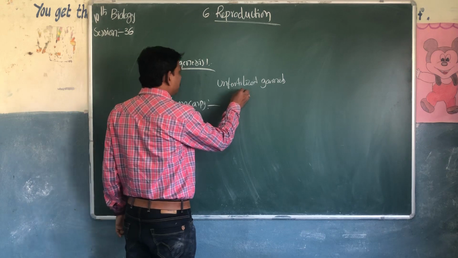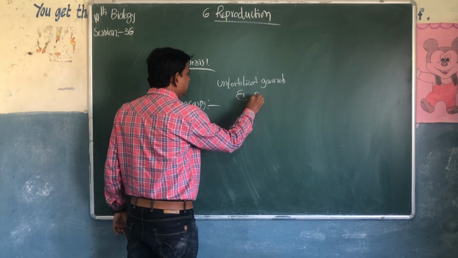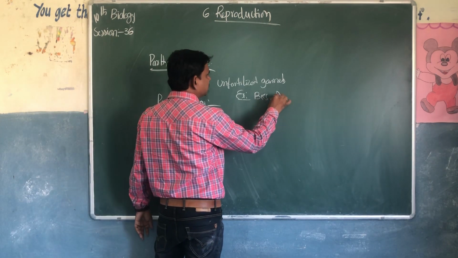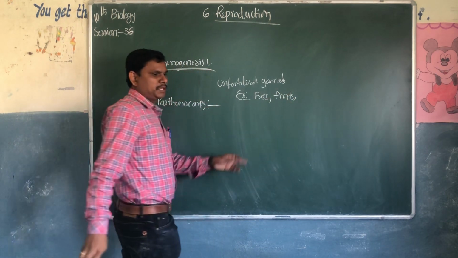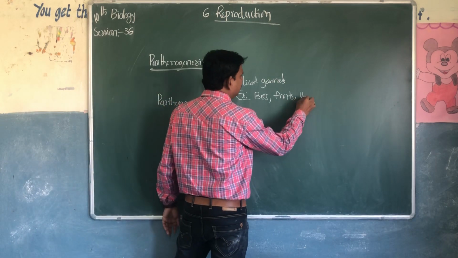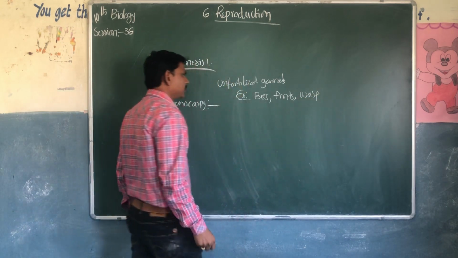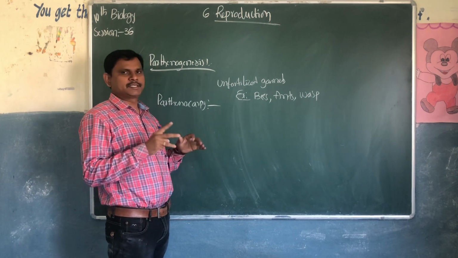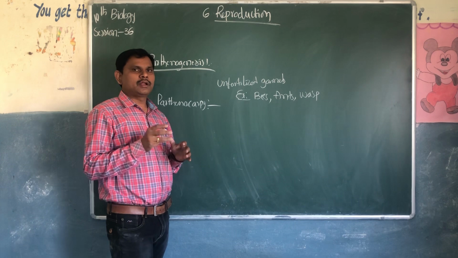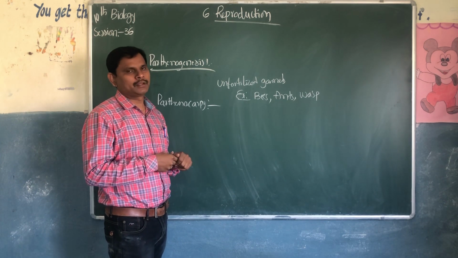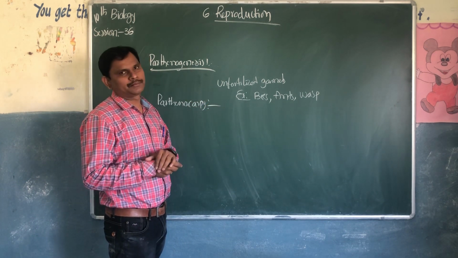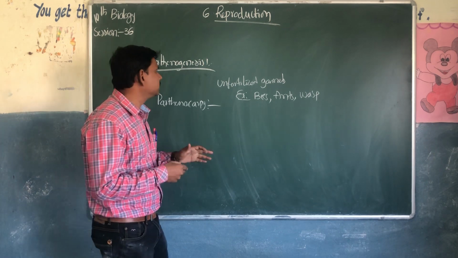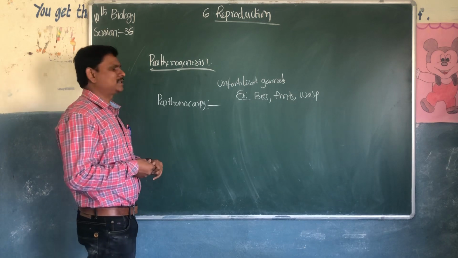The best examples of parthenogenesis are bees, ants, and rats. These bees, ants and rats do not develop sexually. The unfertilized egg develops into young ones. It is called parthenogenesis.